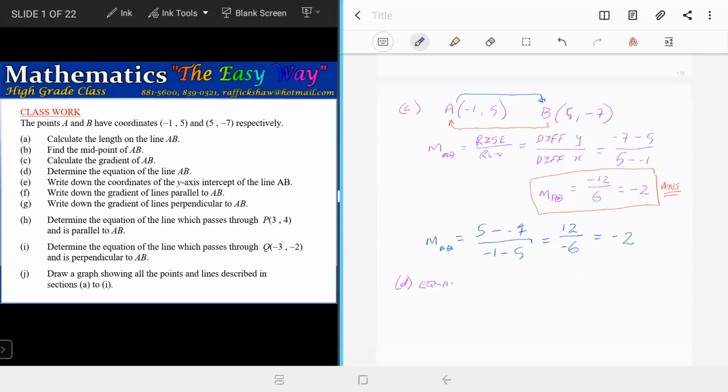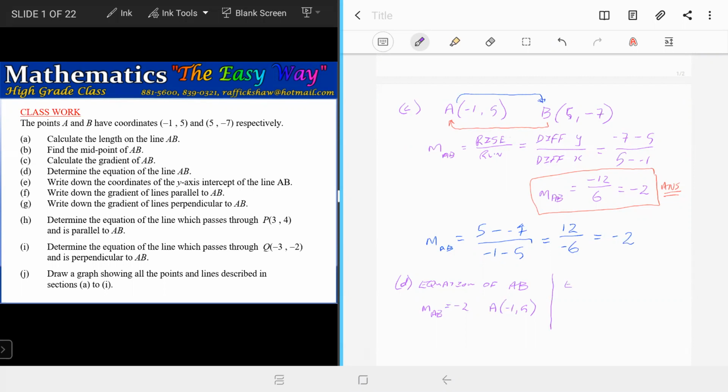Equation of AB. To find the equation of AB, you need to know two things about AB. You need a gradient, which we know. So the gradient of AB, we know is negative 2. And we have two points. We can either use a point A or we can use a point B. So we can use a point A, which is minus 1, 5.